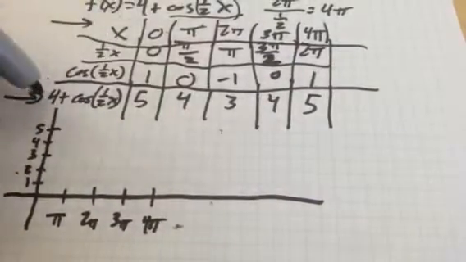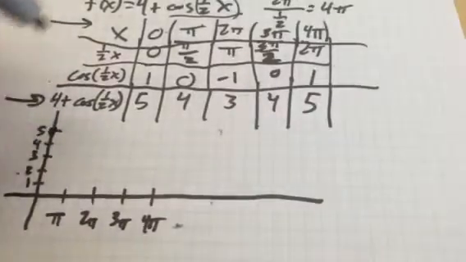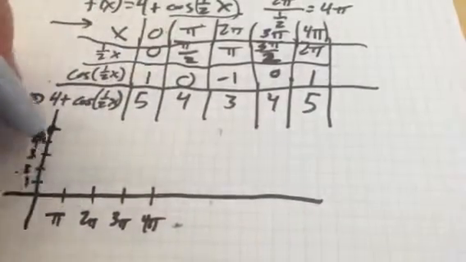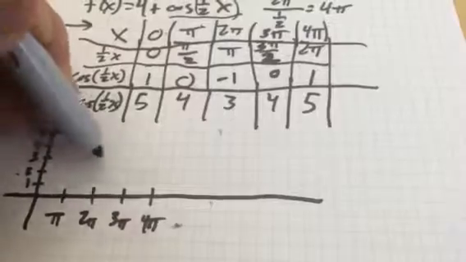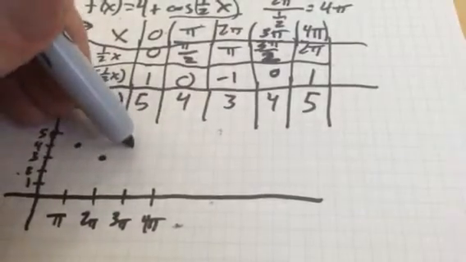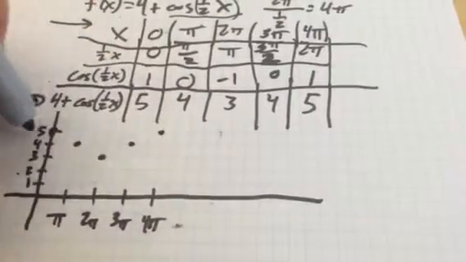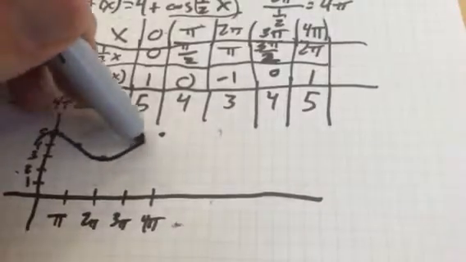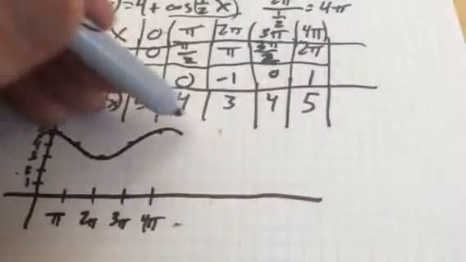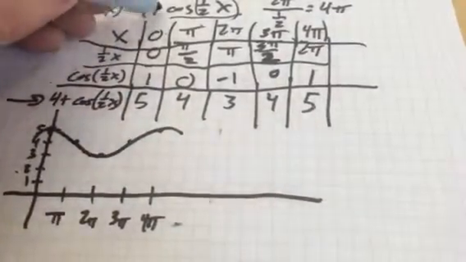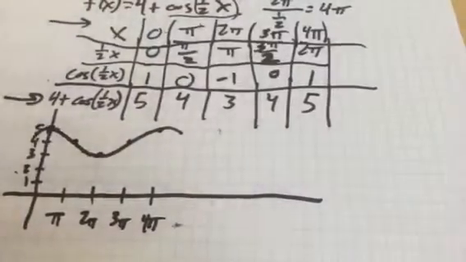So when x is 0, my output's 5. When it's pi, my output's 4. And then 3. And then back up to 4, back up to 5, and I get this nice cosine curve, just shifted up. It still has an amplitude of 1, right? My multiplier out here is 1. Well, there it is.